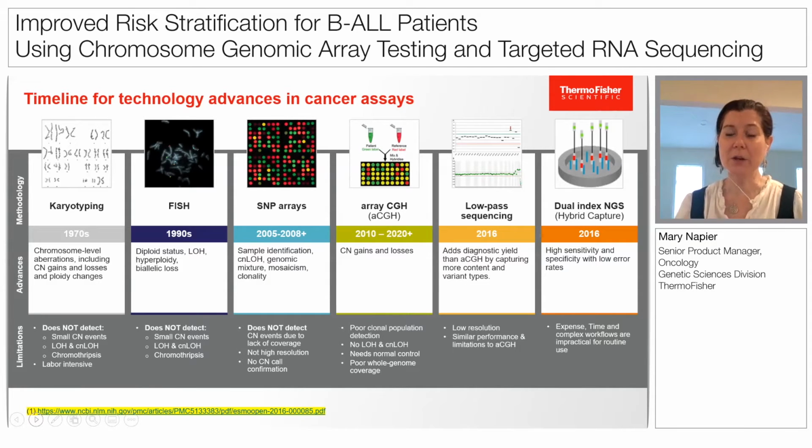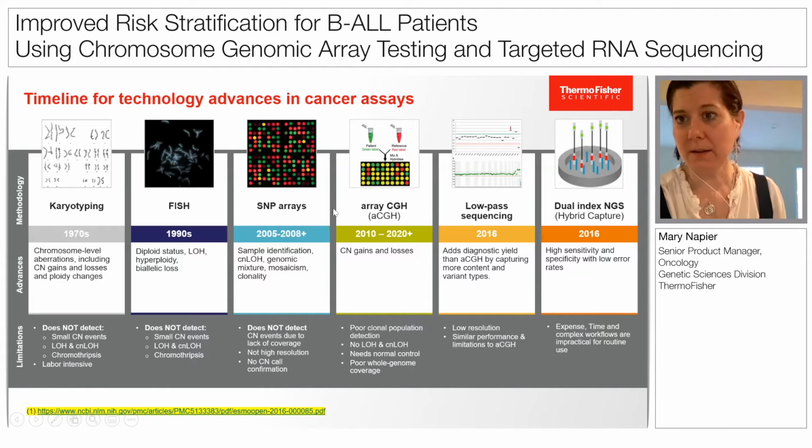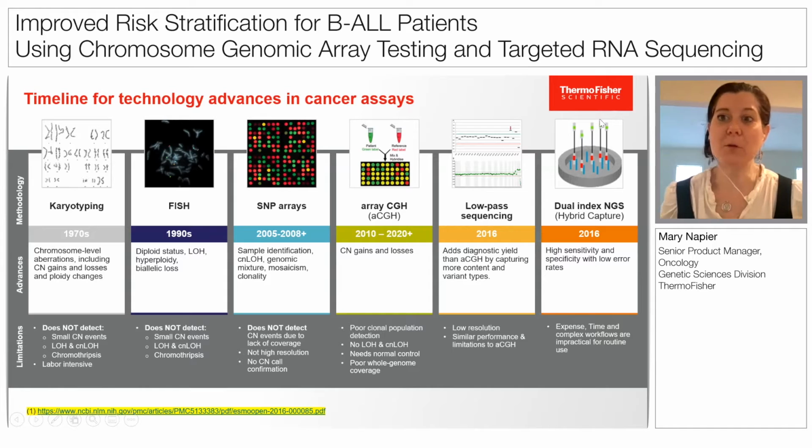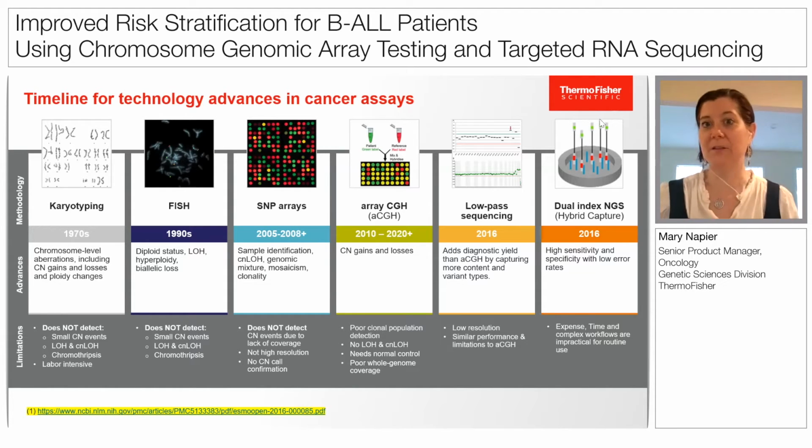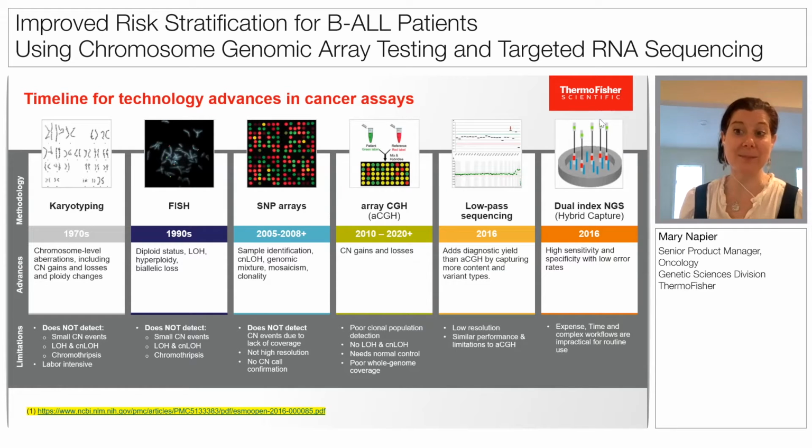As we've come into later years, we've got low-pass sequencing in 2016. This, of course, can actually add diagnostic yield to array CGH because it captures more content and more variant types. And of course, more recently, we see the adoption of dual index NGS through hybrid capture or even amplicon sequencing. And this is a fantastic technique. It provides you high sensitivity and high specificity with low error rates.